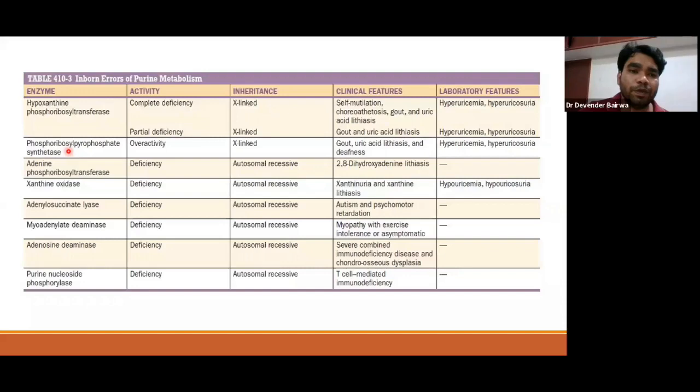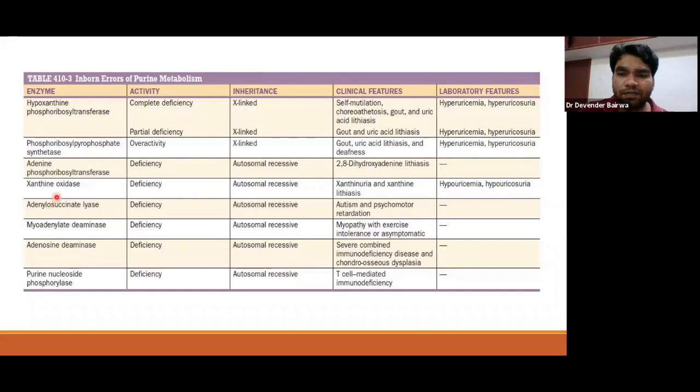In case of PRPP synthetase overactivity, as we discussed, this enzyme will lead to more formation of PRPP, that is phosphoribosyl pyrophosphate. So this phosphoribosyl pyrophosphate is more available, then there is more formation of uric acid. This also leads to gout, uric acid lithiasis, and there is some deafness. The reason for that is not known. Then adenine phosphoribosyl transferase enzyme is there. If it is deficient, it will lead to formation of 2,8-dihydroxyadenine lithiasis. So these stones are specific for this enzyme defect.